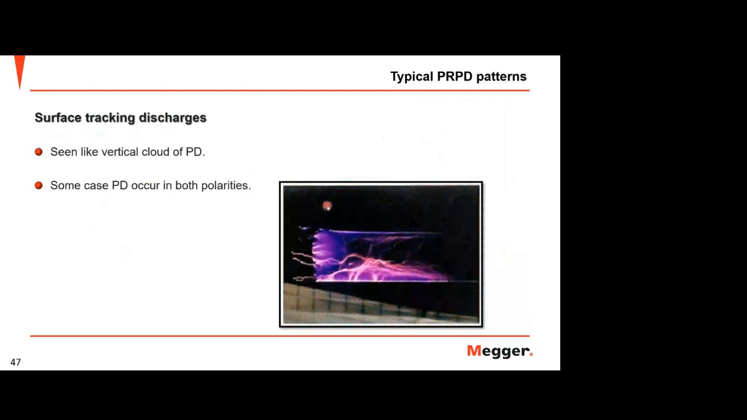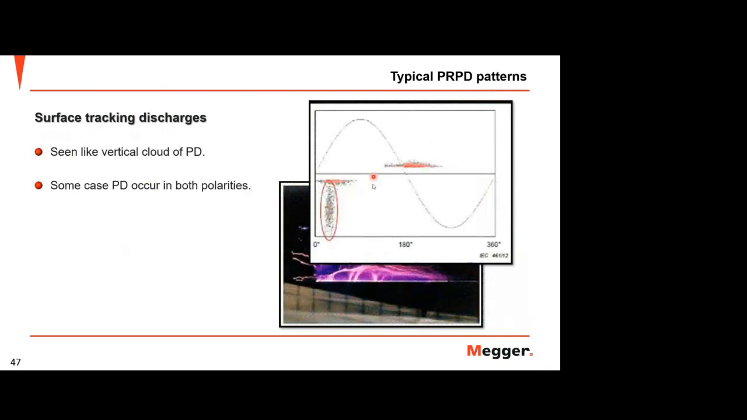And this one is for surface tracking. You can see something like a vertical cloud of PD. So probably if you see a pattern like this, it means tracking discharge. It can be on the positive cycle or negative cycle, but as long as you can see the vertical cloud, probably it is surface tracking discharge.